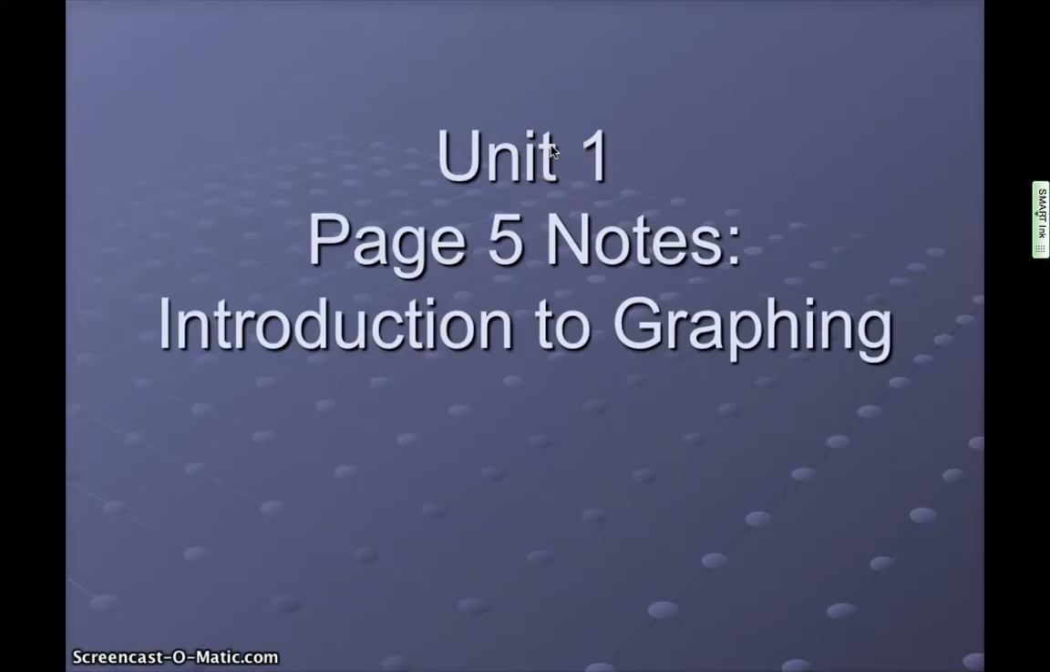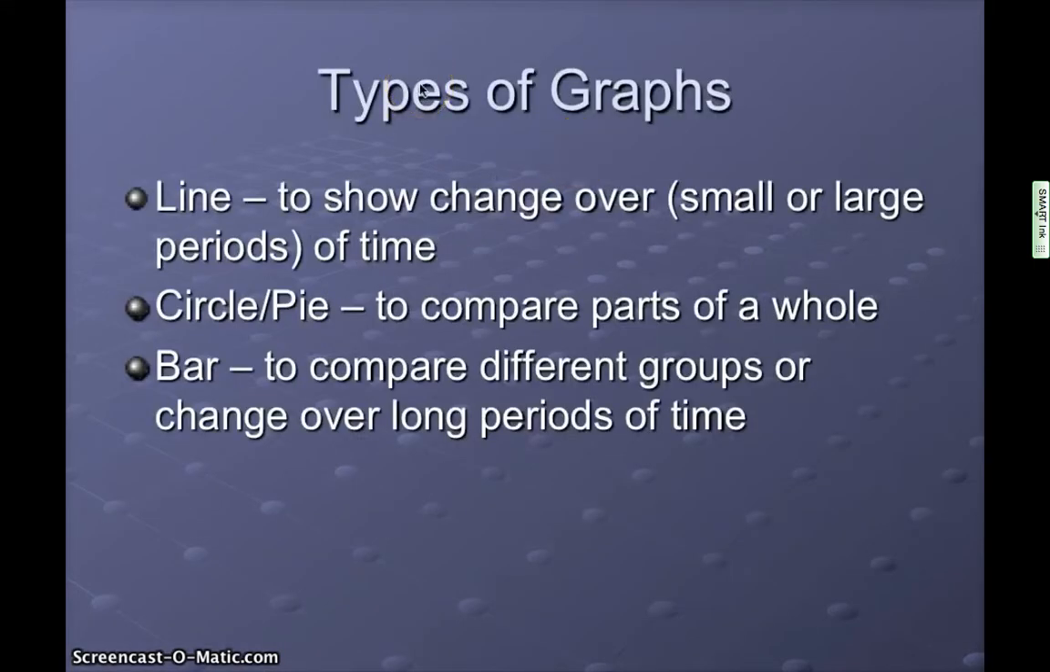How do you use graphs and tables to understand science? Well, first let's talk about the types of graphs. Hopefully you remember that there are 3 different major types of graphs. There are some others that you've probably heard about in math, but for science purposes, we'll be using these 3. One is called a line graph, and that shows the change over periods of time. These periods of time could either be small or large. It just depends on the graph.